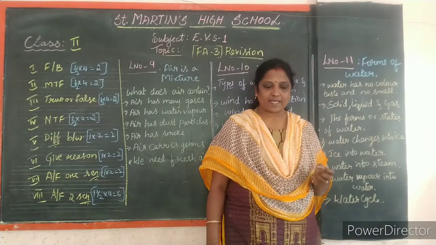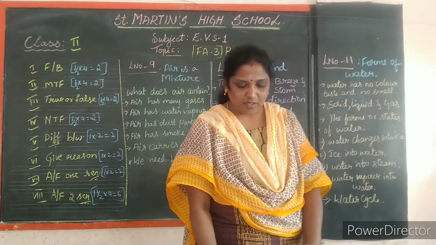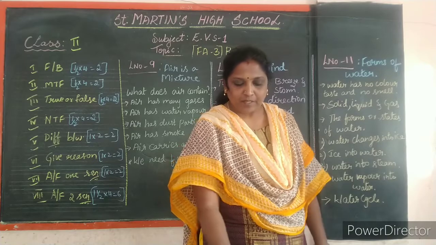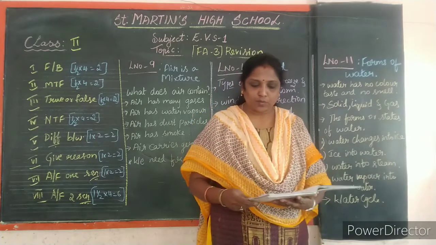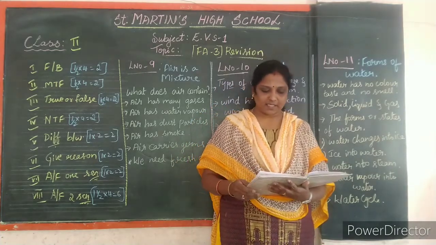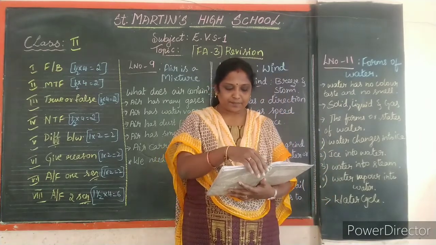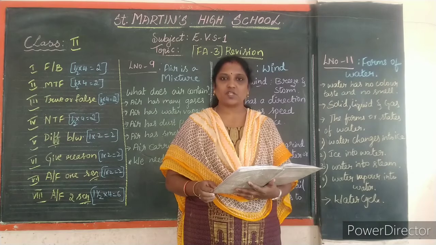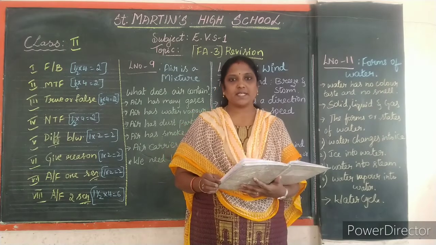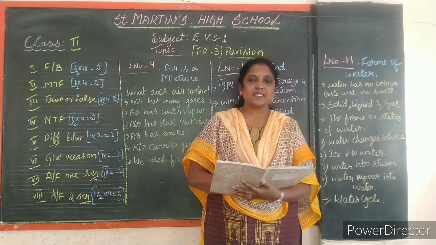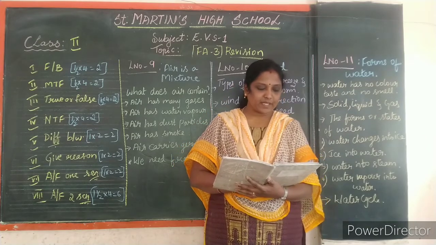Next you have match the following. Have you completed the class of this lesson, children? Yes, match the following. A windmill helps to produce electricity, a strong wind is a storm, and a wind vane shows the direction of the wind. A gentle wind is a breeze.